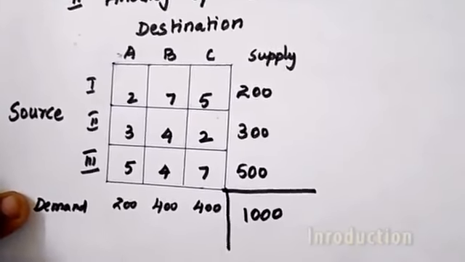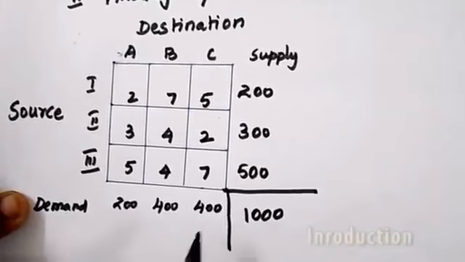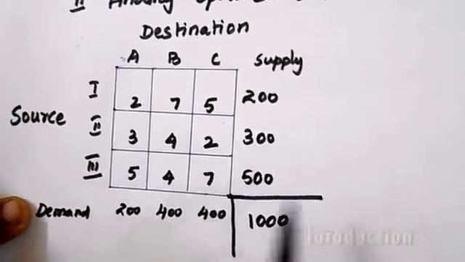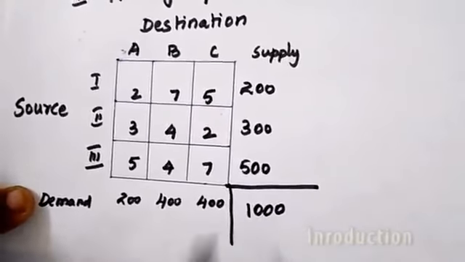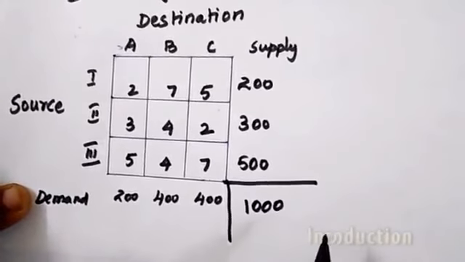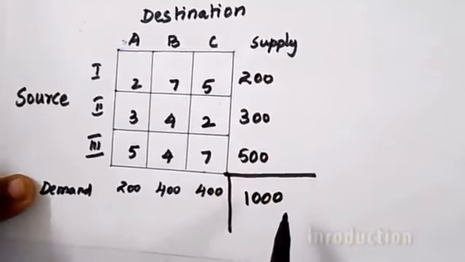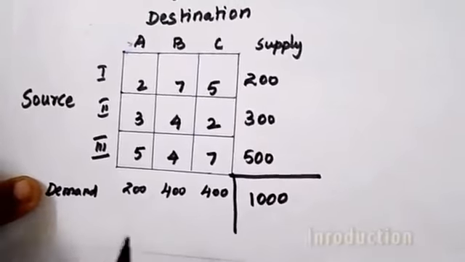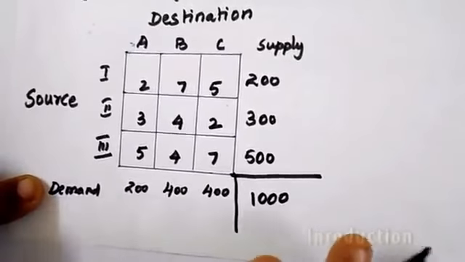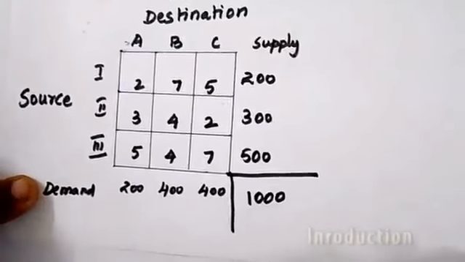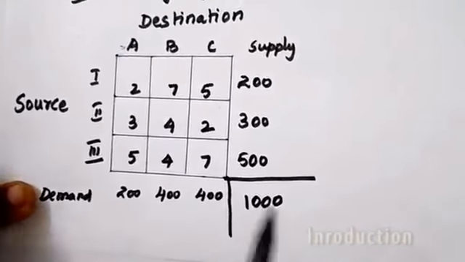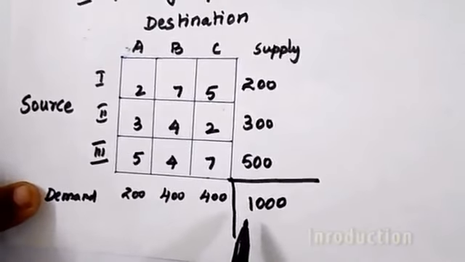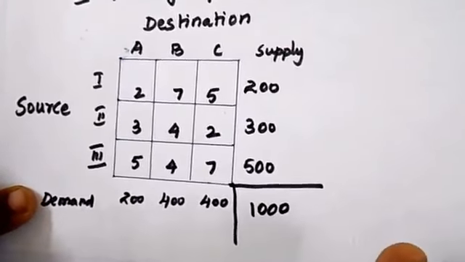If it is unbalanced, demand will not equal supply. What will happen in that case? We need to add one more row or one more dummy column according to demand and supply. But if you want to continue the problem, you need to have balance. Balance means both demand and supply should be equal.